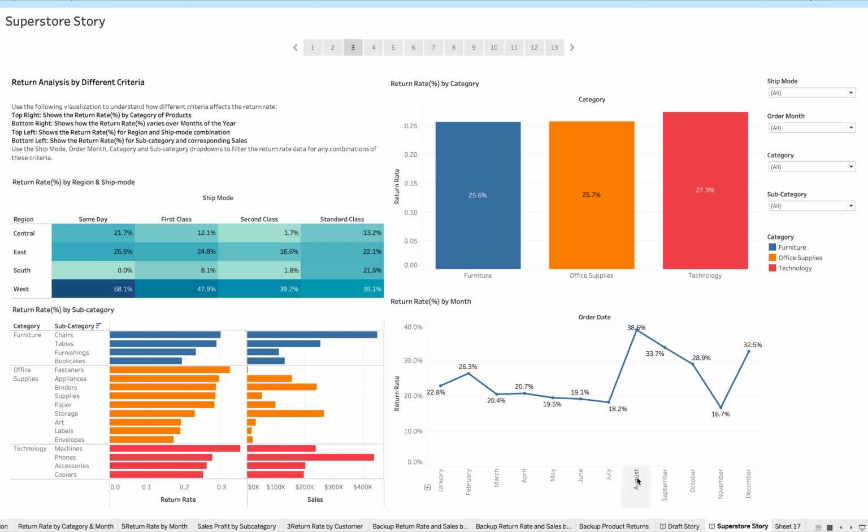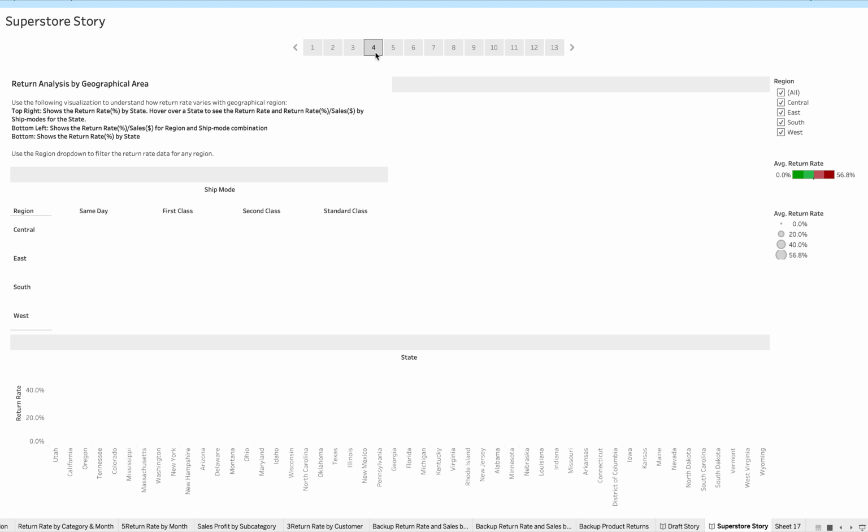As you can see, August, September, October, December, and February have higher rates of returns. You can change different filter options here to analyze different criteria, like how return rate varies with different combinations of various factors here. Moving on to the next slide now.